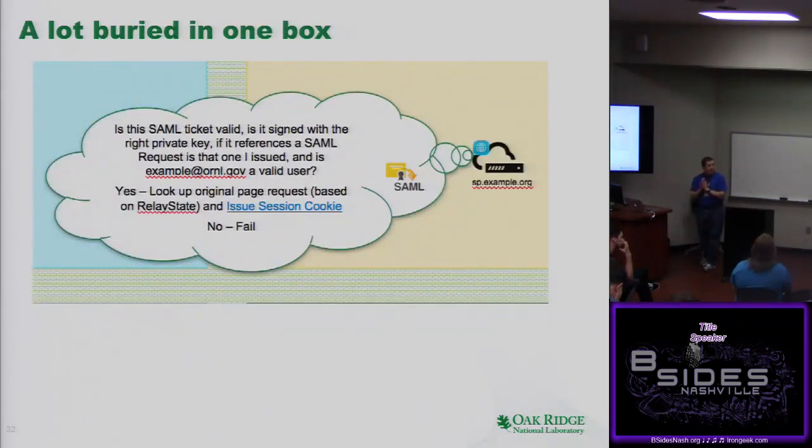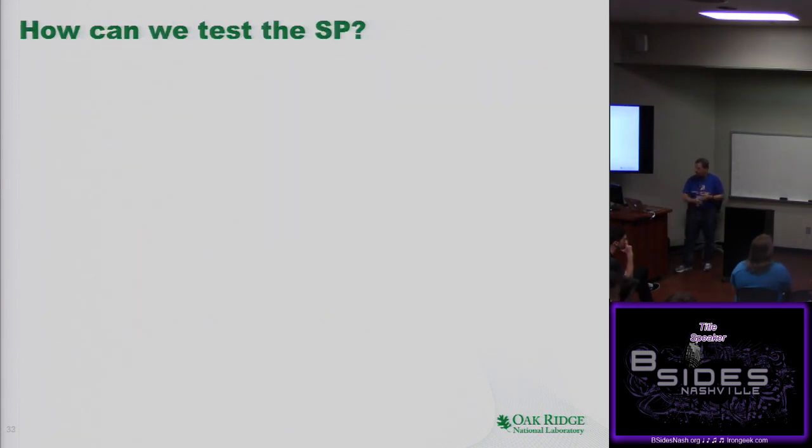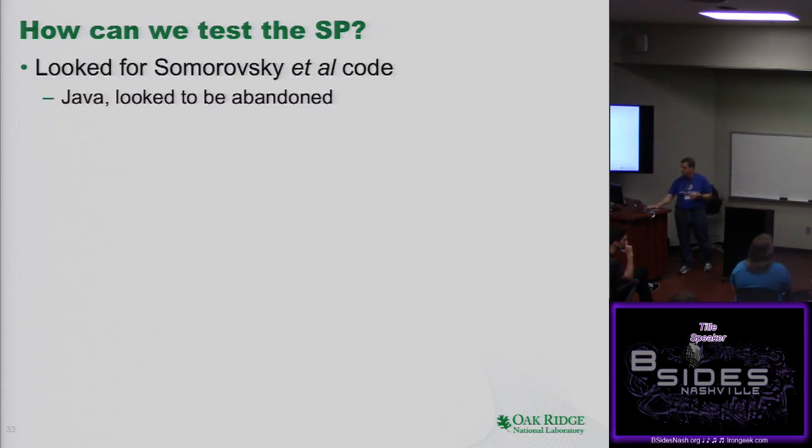So digging into this, there is a lot that is buried in this one box. And in particular, if any folks have done signed messages, if you've done asymmetric cryptography, it's easy to make mistakes. So let's dig into what that SP should be doing and ask some questions about how we can test.